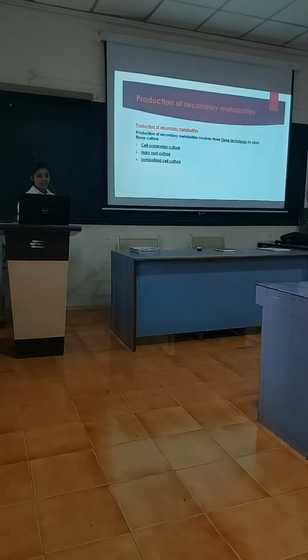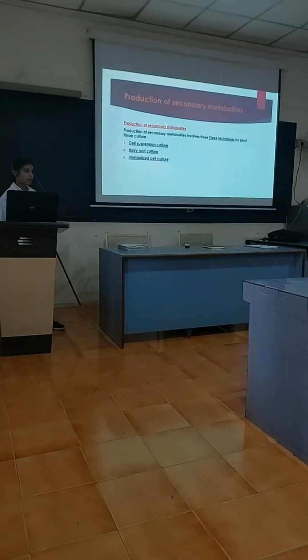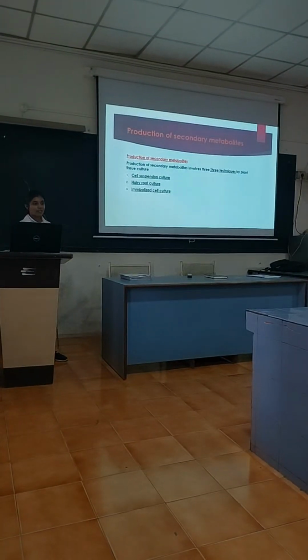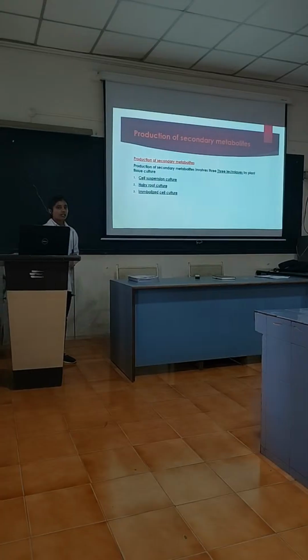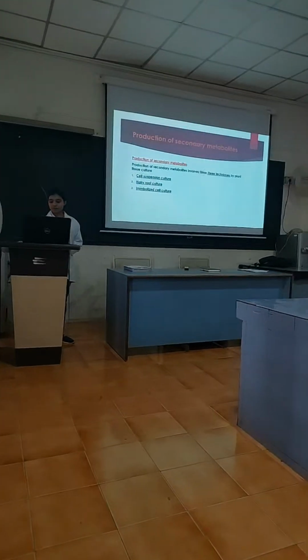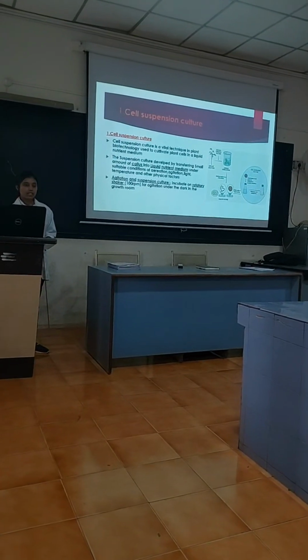And production of secondary metabolites. The production of secondary metabolites involves three techniques by plant tissue culture. First one is cell suspension culture, second one is hairy root culture, and third one is immobilized cell culture. First one is cell suspension culture.